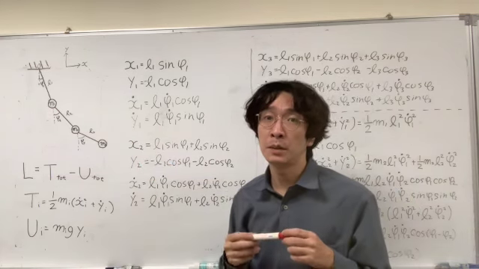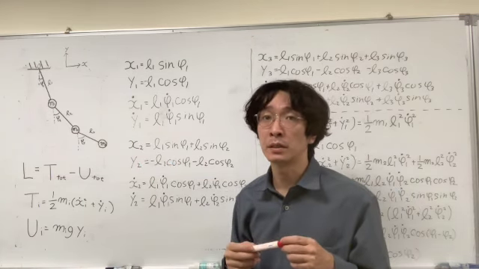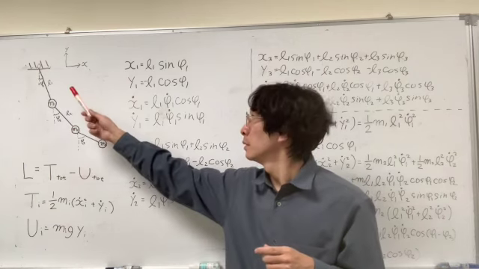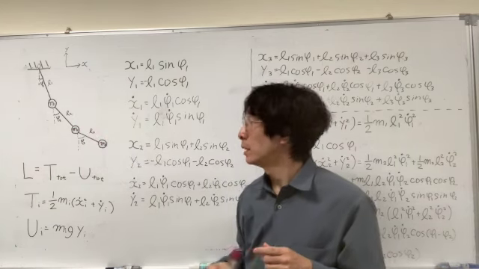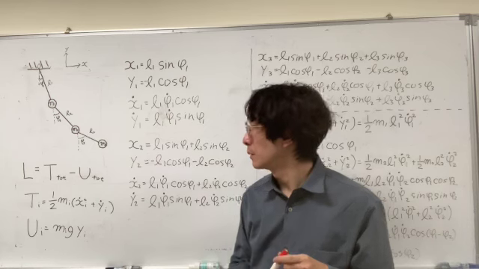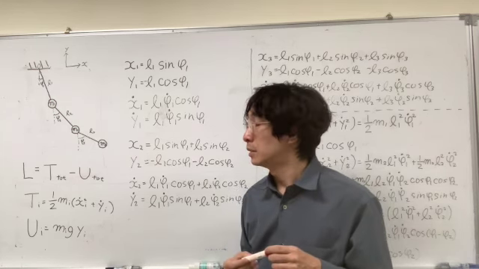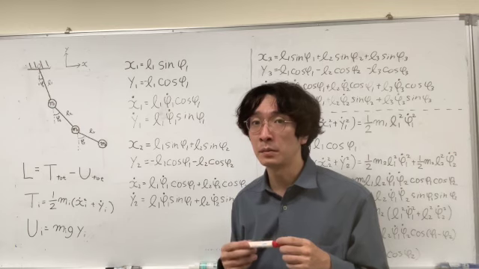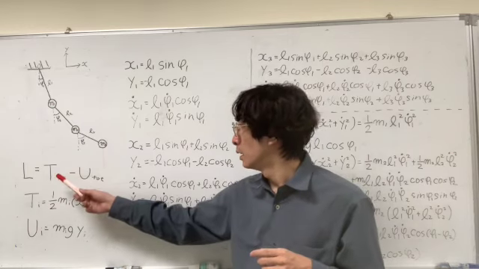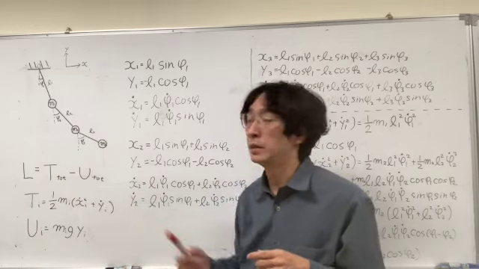At that time, we define the angle of each wire. The first one is phi 1, the second one is phi 2, and the third one is phi 3. Then we can calculate a Lagrange equation. So the Lagrangian is defined as a combination of kinetic energy and potential energy.